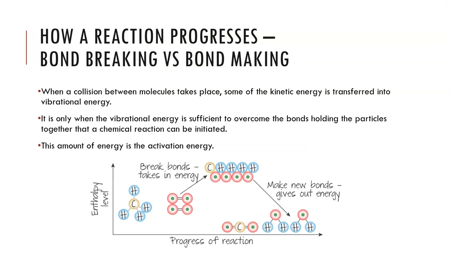So you'll remember that we've talked about the fact that in order for a chemical reaction to occur, particles must collide with the correct orientation and energy equal to or greater than activation energy. This means that we must have enough energy to break the bonds of the reactants, and then energy is given back when new bonds are formed. So when a collision occurs, it's only when the vibrational energy of that collision is sufficient to overcome the bonds holding the particles together that the reaction can be initiated. That energy requirement is referred to as the activation energy.